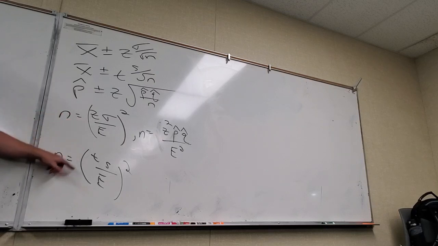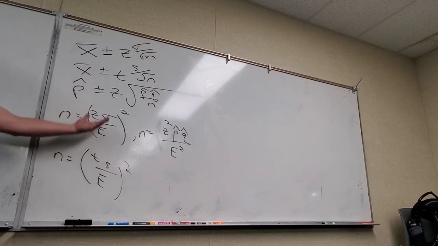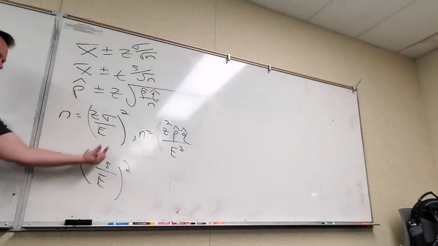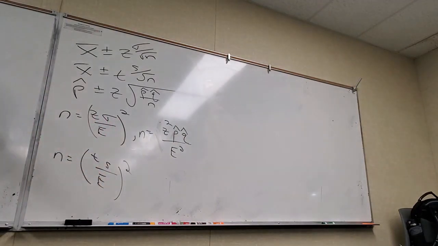So these are the same formula. I would use this if I ask you how many more people, blah, blah, blah, and you have a T-score situation. You would just do the exact same formula, but instead of Z, you put T. Instead of sigma, you put S. Nothing amazing.